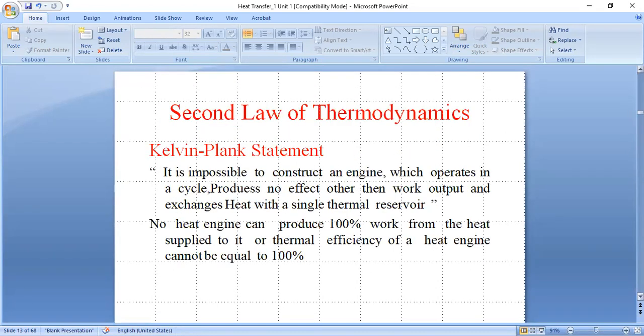Next, I will move on to the Kelvin-Planck statement. See, what can be represented here in the Kelvin-Planck statement. It is impossible to construct an engine which operates in a cycle and produces no effect other than the work output, exchanging heat with a single thermal reservoir. See, no heat engine can produce 100% work from the heat supplied, or the thermal efficiency of a heat engine cannot be equal to 100%.